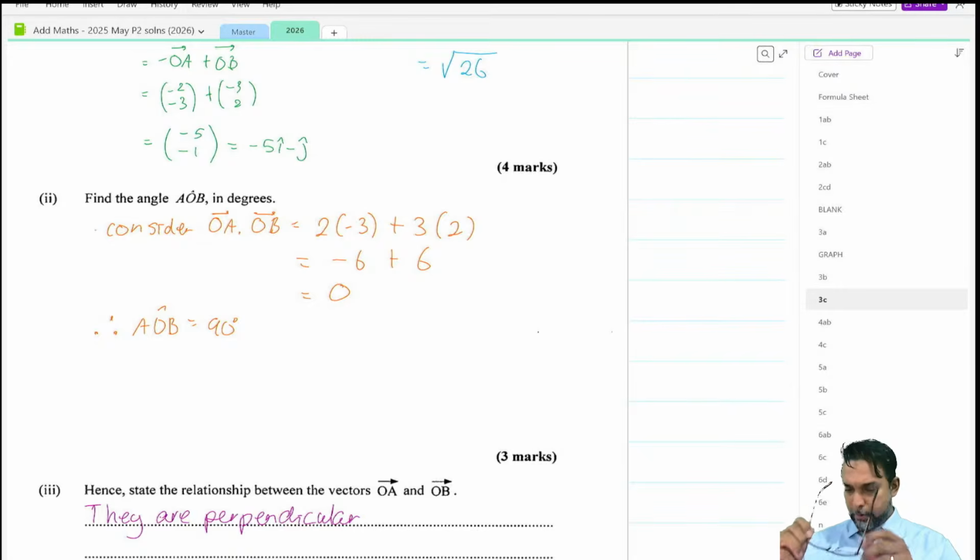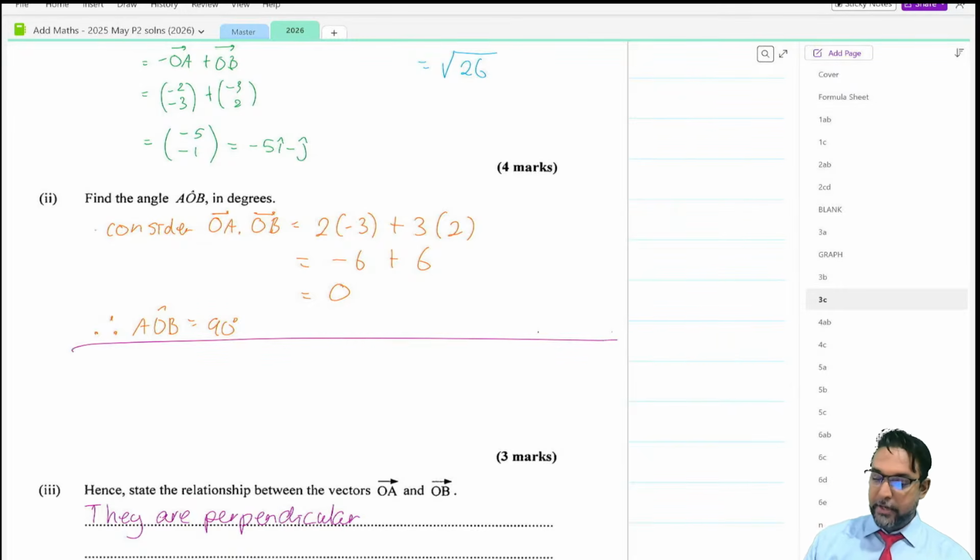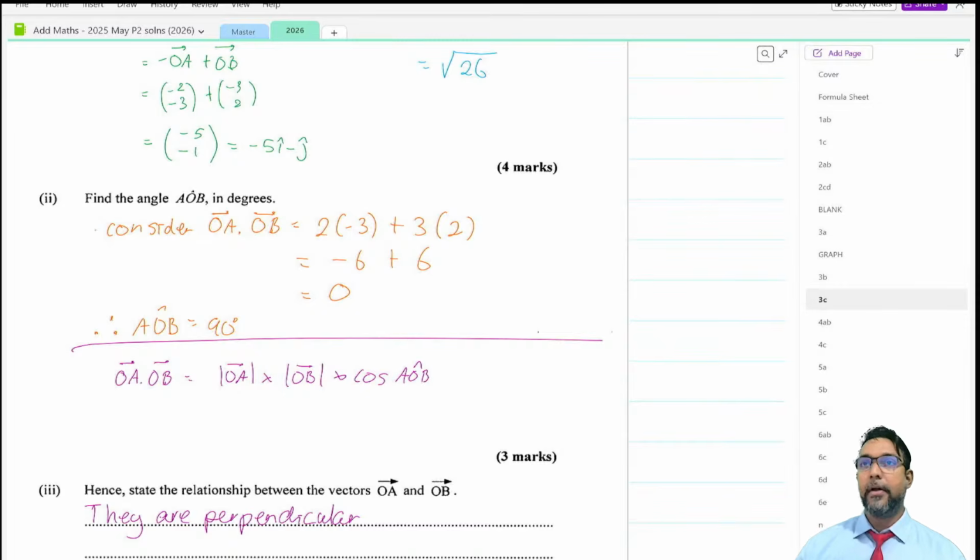Okay, so hold on. The other version to this is that OA dot OB is equal to the magnitude of OA multiplied by the magnitude of OB multiplied by the cosine of angle AOB. Is that what we're talking about? Yeah. Okay, because you then have to find the magnitude of OA and magnitude of OB. You still have to find this. This is what you call the scalar product formula.